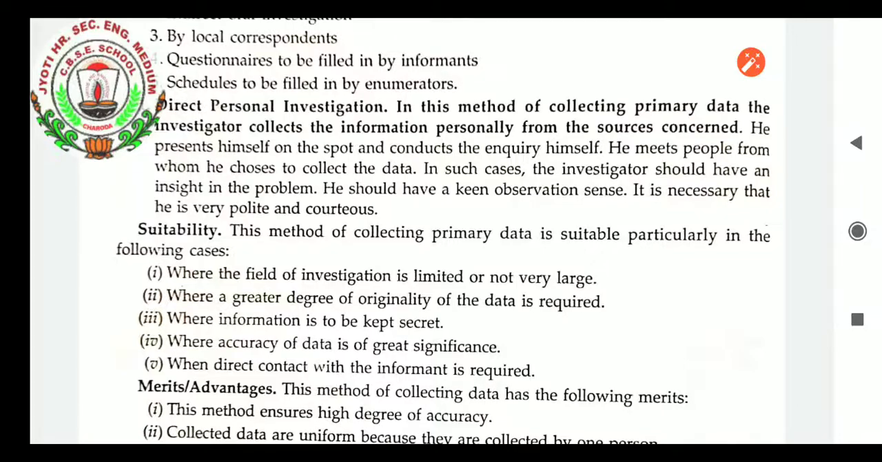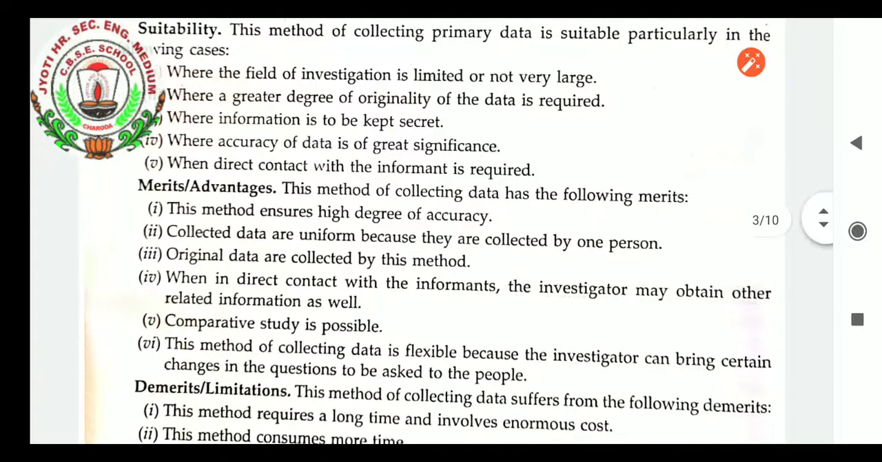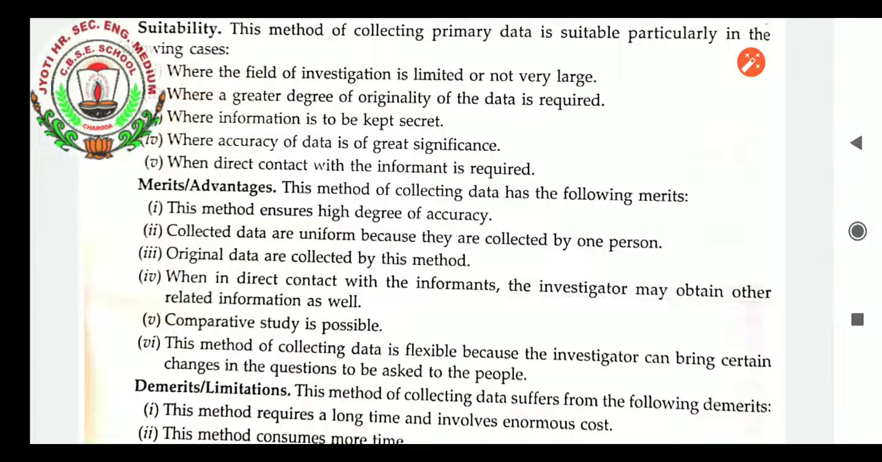Where accuracy of data is of great importance or significance, there is a need to have the direct personal investigation. Where direct contact with the informant is required, meaning we want the correct and exact answer from the informant, at that time we require direct personal investigation. So these are the suitable places where the direct personal investigation method can be used. Advantages: from the features it is clear what the advantages are. Accuracy will be more in this method. This method ensures a high degree of accuracy.